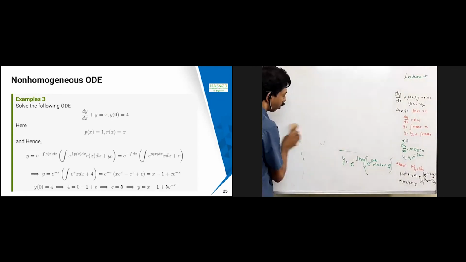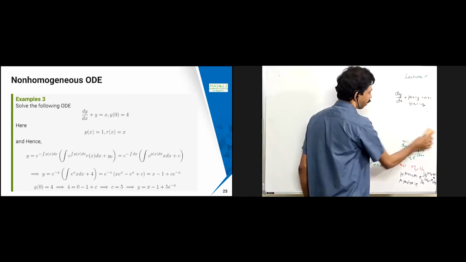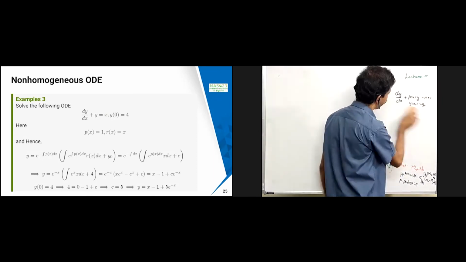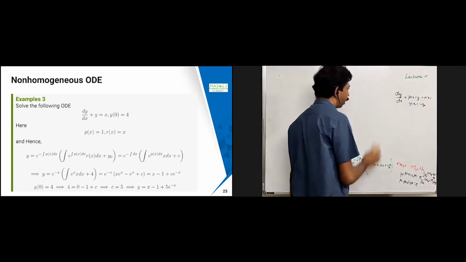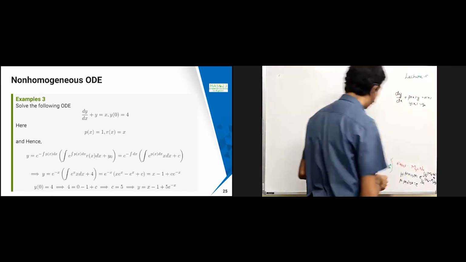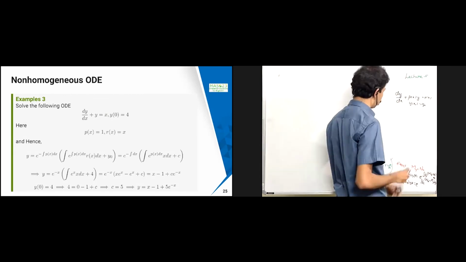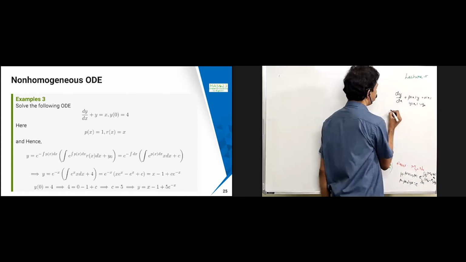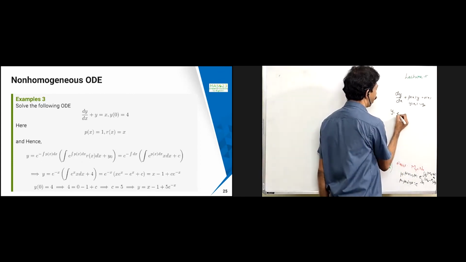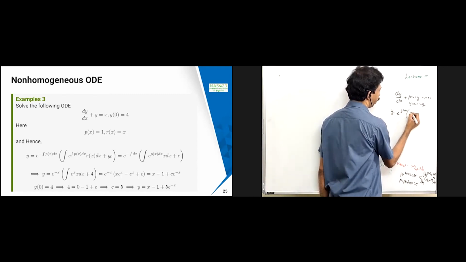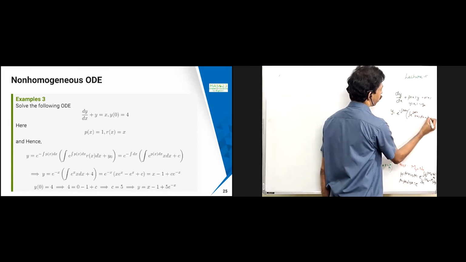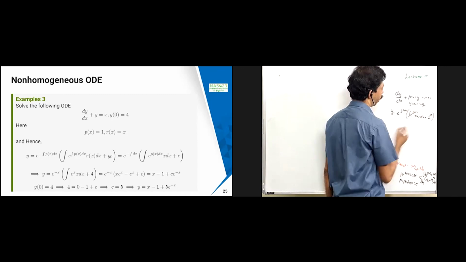I can erase these three cases. Let us erase everything and keep only this case, which is going to deal with everything, whether case 1, case 2 or case 3. So y is going to become e power minus integral p dx times the integral of e power integral p dx into r of x dx plus some y naught star.